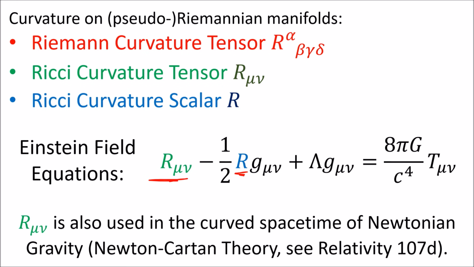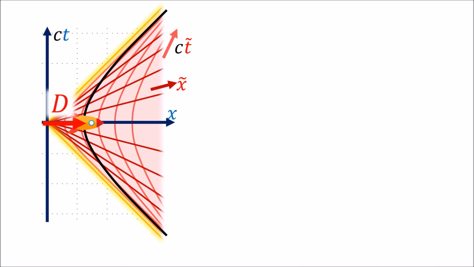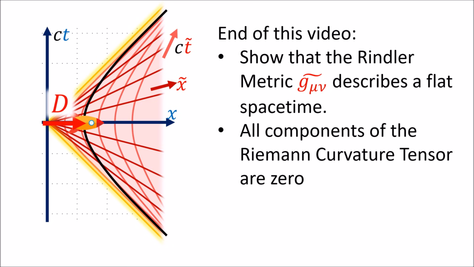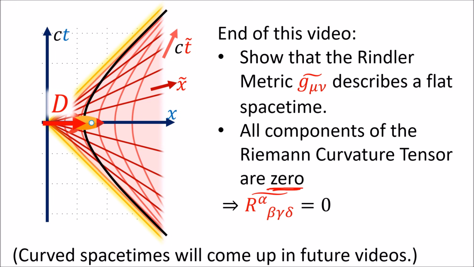The Ricci tensor is also used in the curved spacetime description of Newtonian gravity, which is called Newton-Cartan theory, which I'll talk about in the next video. In this video, I'm first going to introduce these tensors, then at the end of the video, I'll show that the Rindler metric, used in the Rindler coordinate system for an accelerating observer in special relativity, describes flat spacetime, because all the components of the Riemann curvature tensor are zero. We'll see actual curved spacetimes with a non-zero Riemann tensor in future videos.